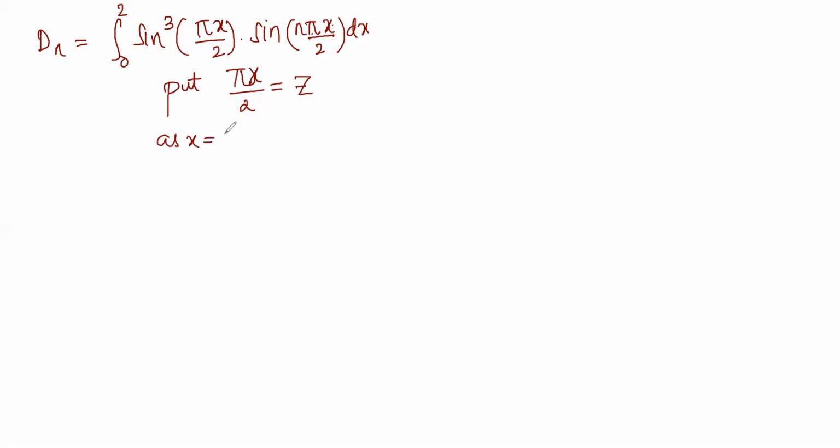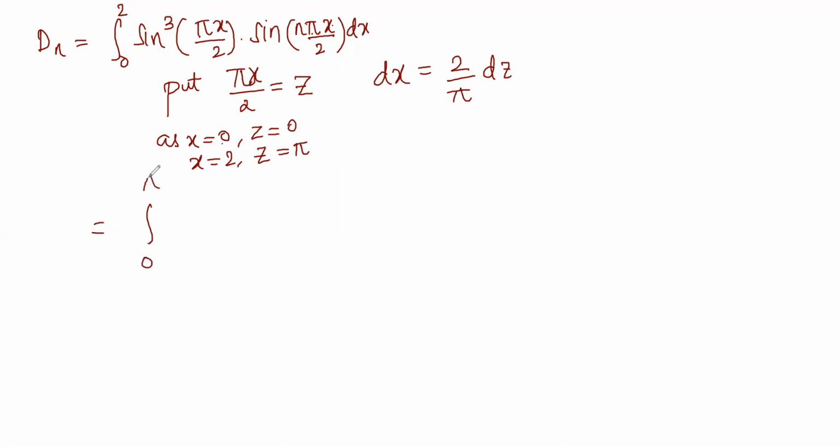So as x equals 0, z will be 0, and as x equals 2, z will become pi. Now let us differentiate them at the same place. So you get dx equal to 2 upon pi dz. So my dn will now become integral, this was 0 to 2, so now it will become 0 to pi, sine cube z into sine n z, and dx is nothing but 2 upon pi. So 2 upon pi I'll write down outside.